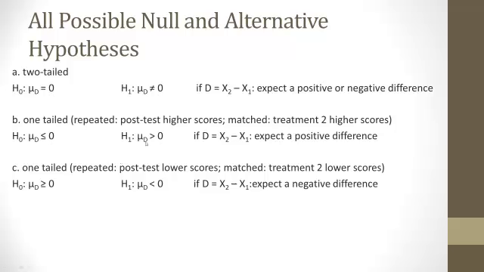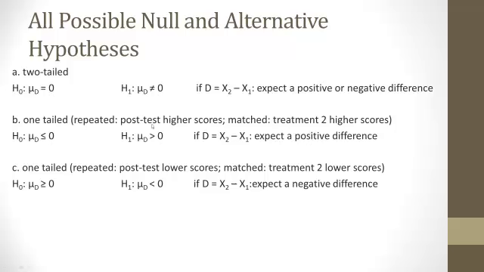So the mean difference, again, using population parameters, we're using mu here because we're using the sample to make inferences about the population. So the population is our reference point when we're stating our hypotheses. So the mean difference would be greater than 0 if we think that post-test has higher scores, repeated measures design, or that treatment 2 has higher scores for the matched subjects design.